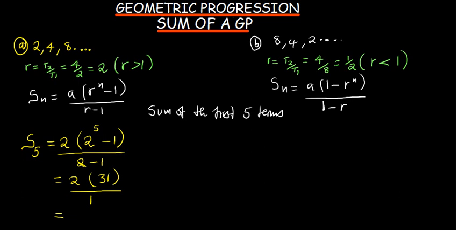Now for the next one, the sum is going to be equal to a. For this one, the first term is 8. We are able to see that. So I'm going to put 8 there. Open brackets, 1 minus the ratio r.